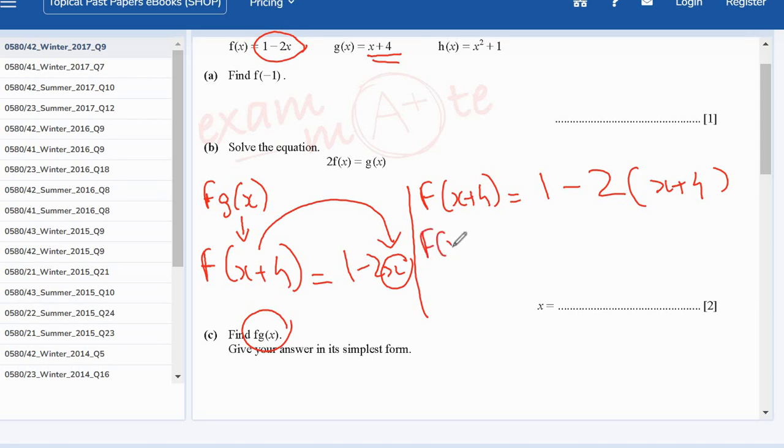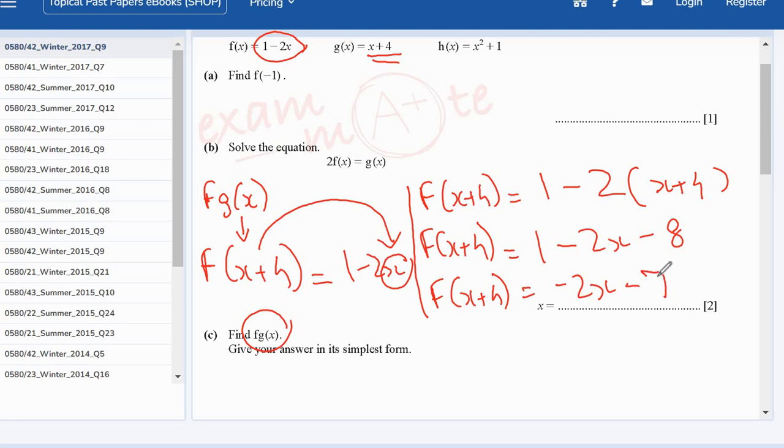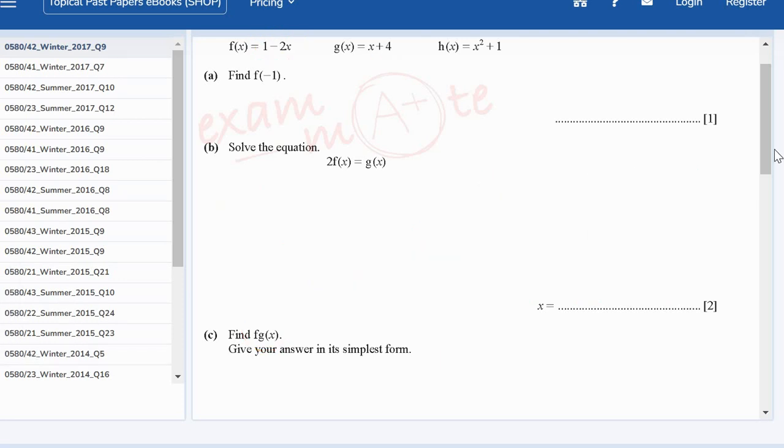So f bracket x plus 4 is equals to 1 minus 2 multiplied by x is 2x, and minus 2 multiplied by positive 4 is negative 8. So f bracket x plus 4 is equals to minus 2x, 1 minus 8 is negative 7. Do you get this, Huzaifa? Yes. Perfect. Glad to hear that. Now, Alhamdulillah, we are done with these questions. Now we will move on.